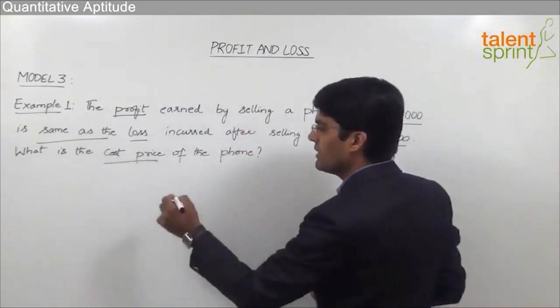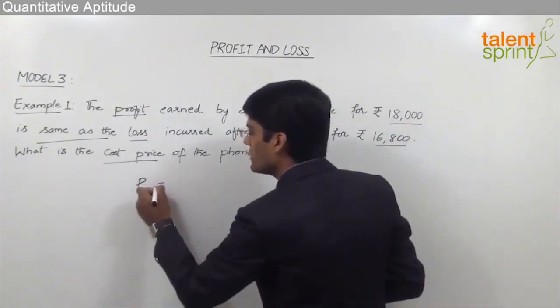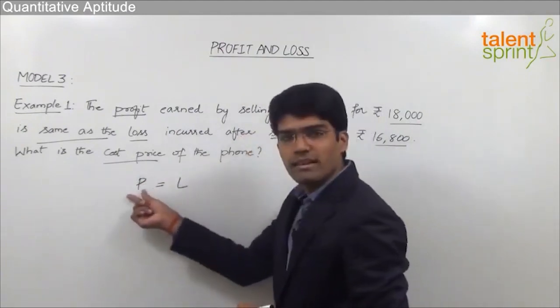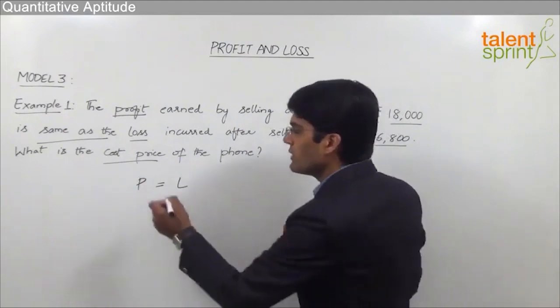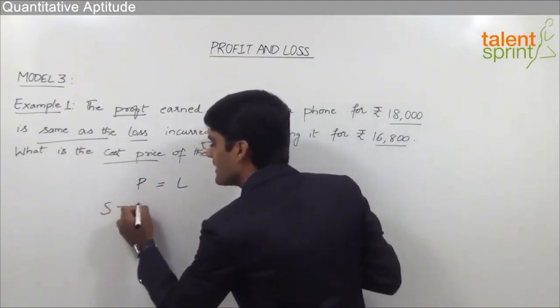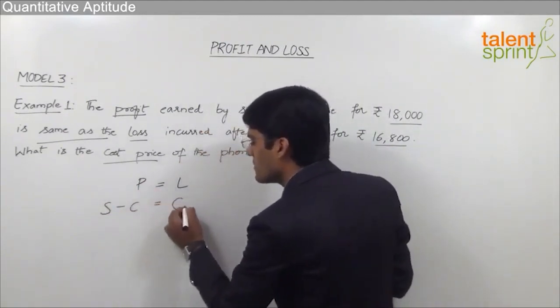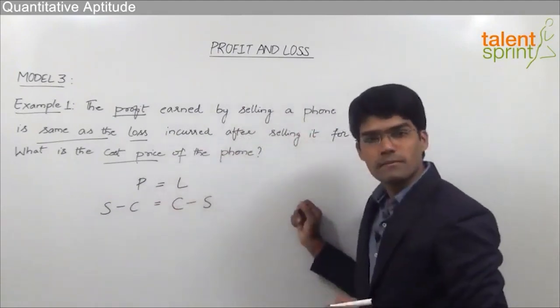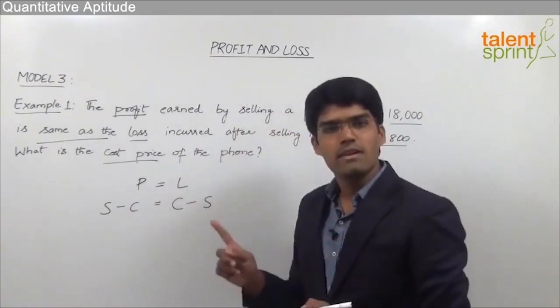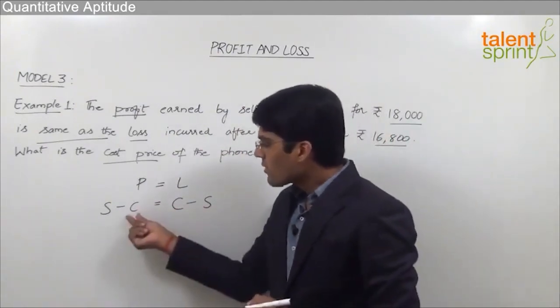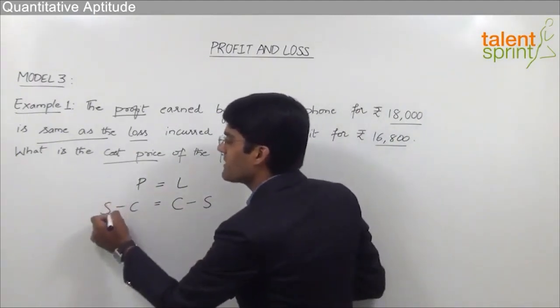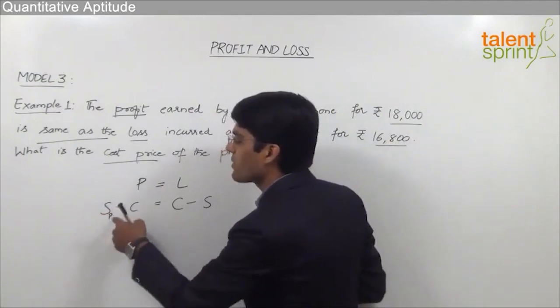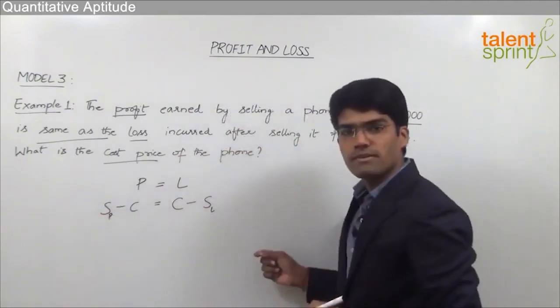Now as given in the question, the profit made is equal to the loss. Profit is made in one case, loss is made in some other case, but these two are equal. Now we know that profit is nothing but selling price minus cost price, and loss is equal to cost price minus selling price. As it is the same article in the two cases, the cost price is equal. But here the selling prices are different. So let us take it as selling price for profit and selling price for loss.